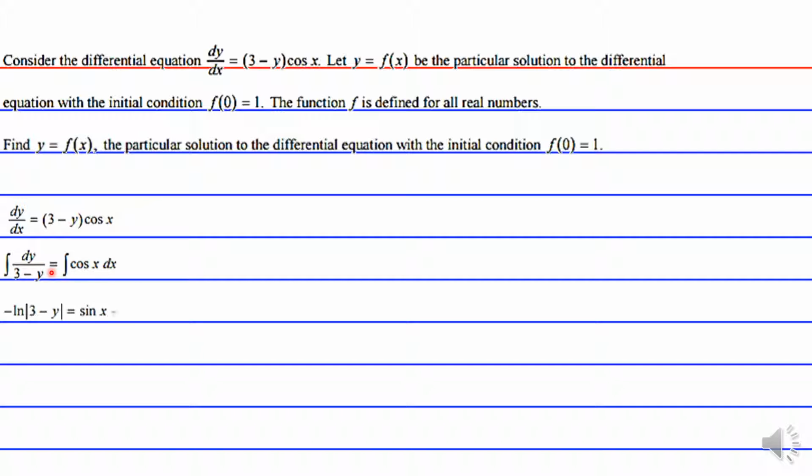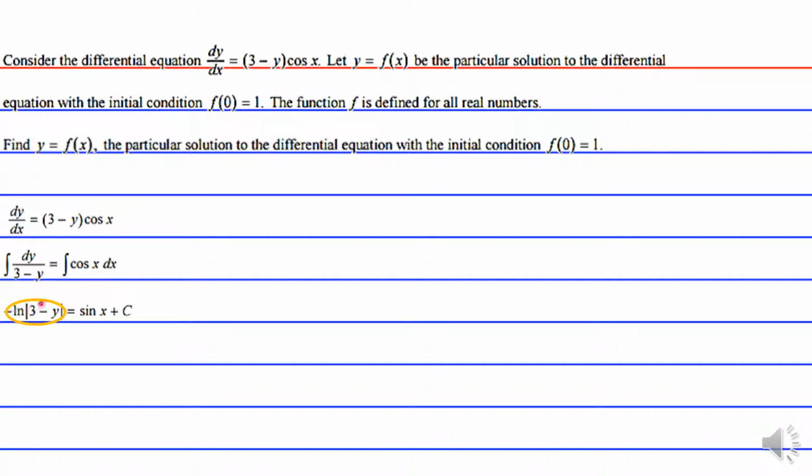And after integration, we get the negative natural log of the absolute value of 3 minus y equals the sine of x plus c. But just in case you're wondering how we got this from this, because most people know that when you integrate cosine of x, you get sine of x.